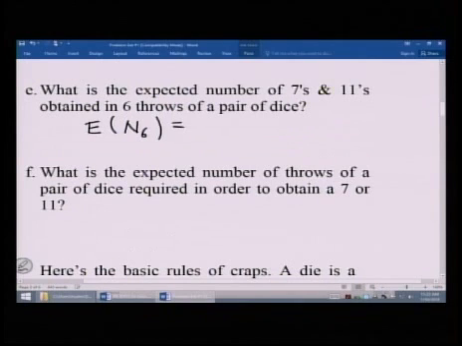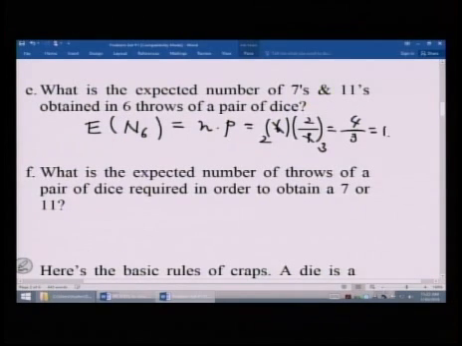Because N sub 6 follows a binomial distribution, the mean value should be n times p, right? So n is 6, p was 2/9, right? 2/3, so 4 over 3. That's going to be 1.333, right? So it's going to be 1.3 and so on, like that, right?